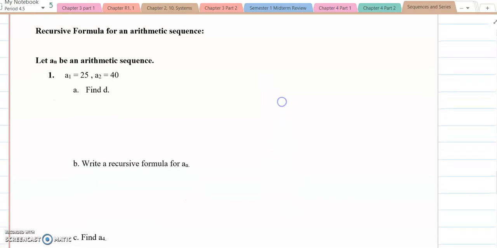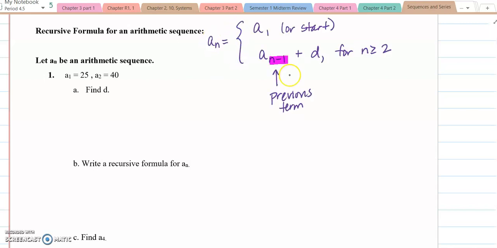A recursive formula for an arithmetic sequence is always in this pattern right here. So we need to understand what each of these elements represents. A sub 1 is your start, and a sub n minus 1 is considered to be your previous term, and then your d value is that common difference.